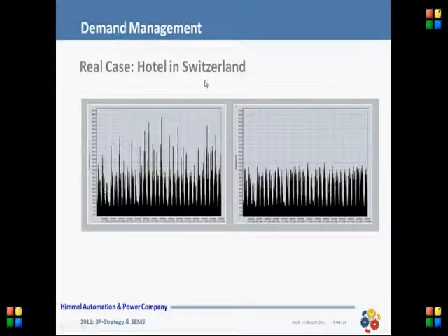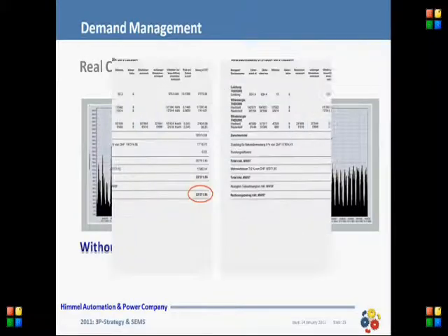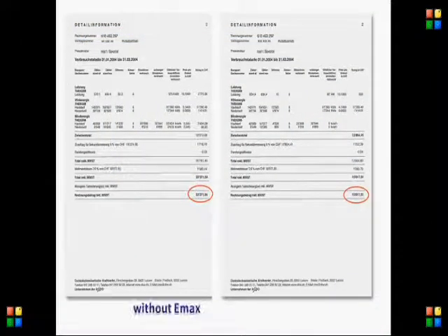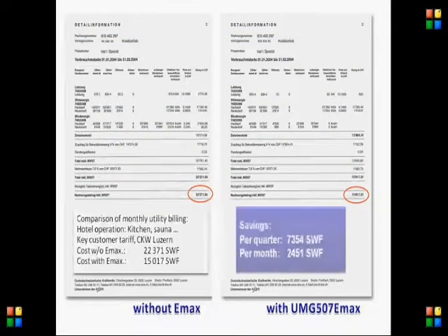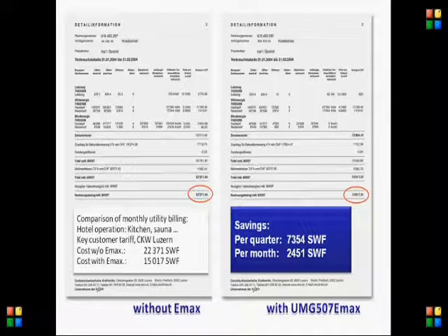It's a real case scenario for a hotel in Switzerland where we have a lot of peaks and they were getting a much higher bill. So we have put the Emax controller, meaning energy maximum controller, and we have shifted these peaks into these areas. You can see we have filled up these areas. So finally, they were saving about 2,451 Swiss francs.